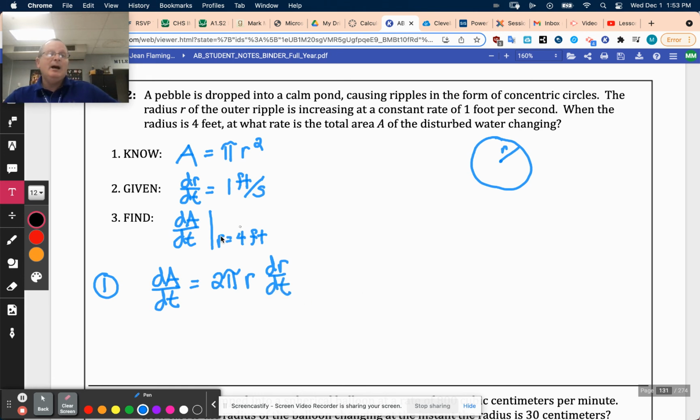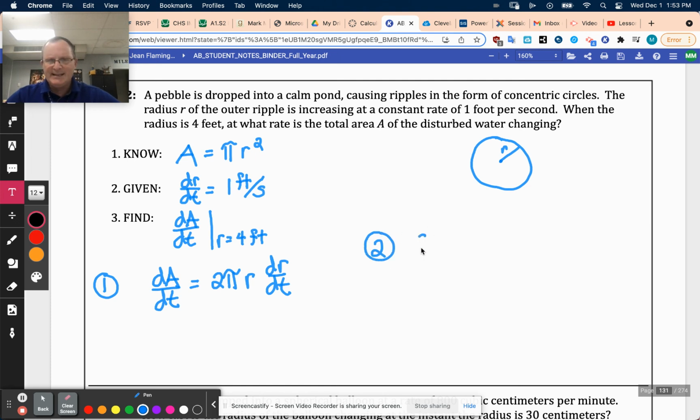Okay, and then the next thing to do is to substitute in. Now sometimes they're going to ask you to solve for things on the right-hand side, but not this time. This time we wanted to find out what this was equal to when the radius was 4. Well, when the radius was 4, we also knew that the radius was changing at 1 foot per second because it's always doing that. So that didn't change with time. That was a constant, but that's okay. We still have to use it. So part 2 is to substitute in.